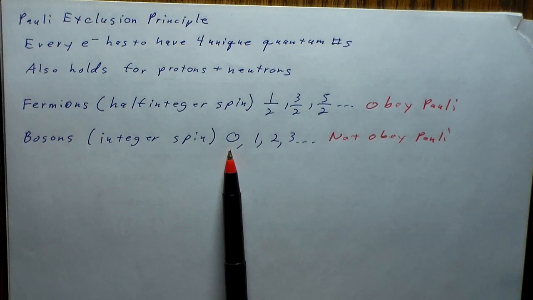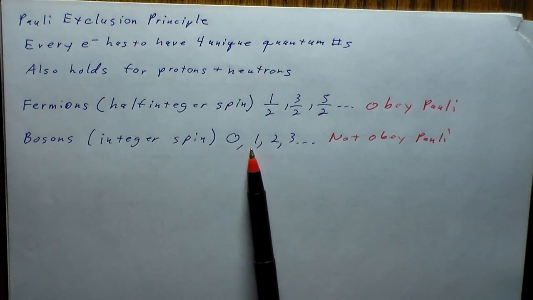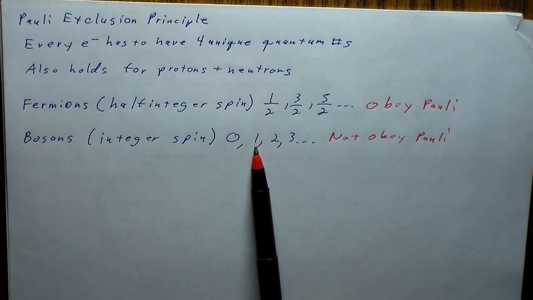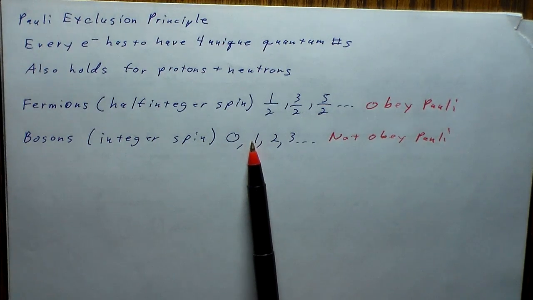So things like the Higgs boson has a spin of 0. The photon has a spin of 1. The gluon has a spin of 1. That's the thing which holds quarks together inside of protons and neutrons. The W plus, W minus, and Z0, those are also spin of 1. Those are what operate for the weak nuclear force.